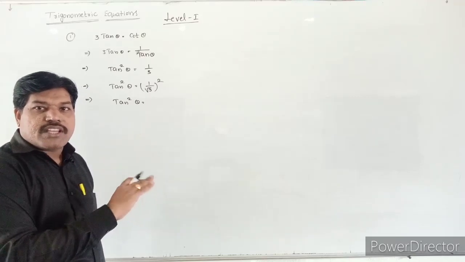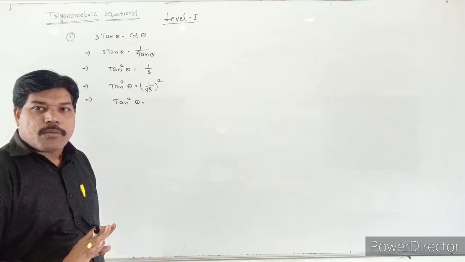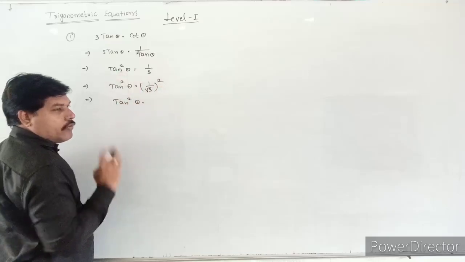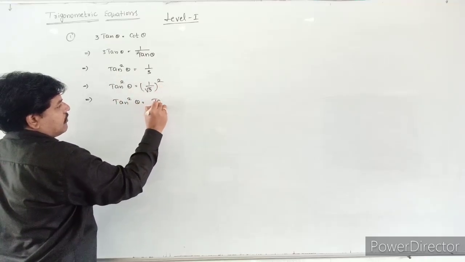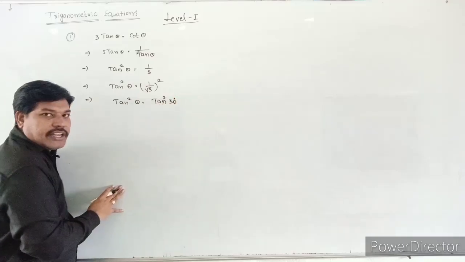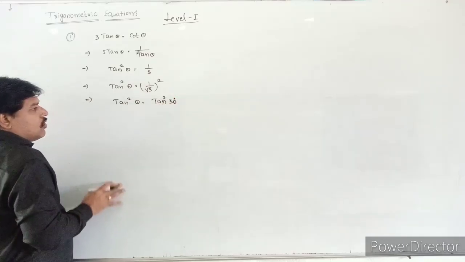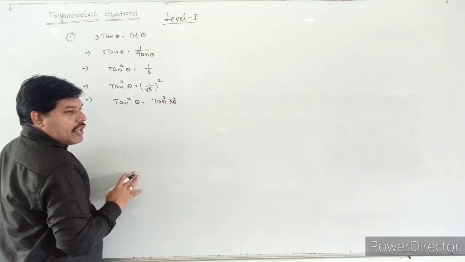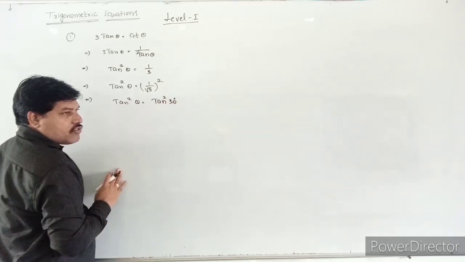If a square is there on one side, on the second side also you have to take the square only. So 1 by 3 is there, I am taking 1 by root 3 whole square. So what is 1 by root 3? That is nothing but tan 30 degrees, so tan square of 30 degrees. Then it is in the form of tan square theta is equal to tan square alpha.